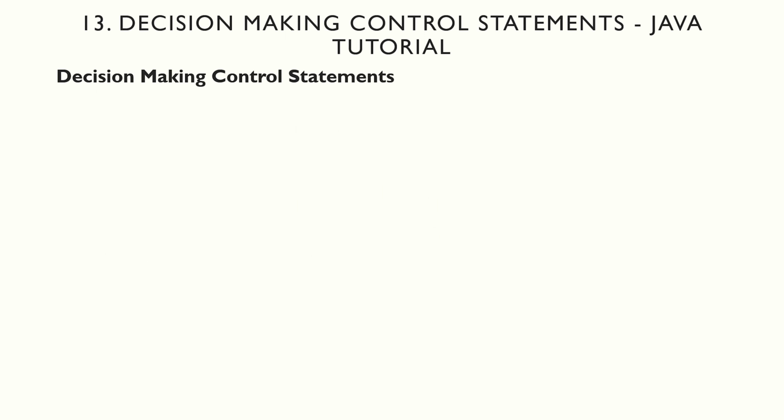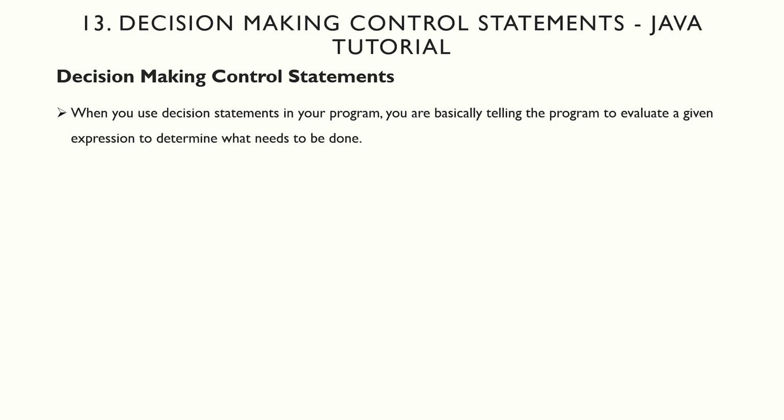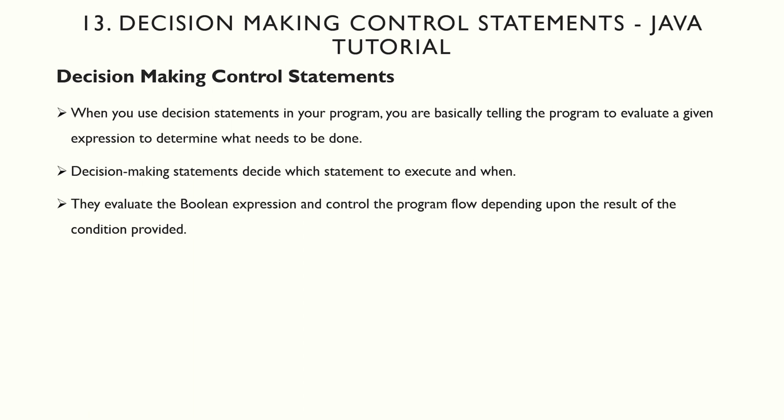Decision making control statements. In programming, we face situations where we want a certain block of code to be executed when some condition is fulfilled. When you use decision statements in your program, you are basically telling the program to evaluate a given expression to determine what needs to be done. Decision making statements decide which statement executes and when. They evaluate the Boolean expression and control the program flow depending upon the result of the condition provided. There are two types of decision making statements in Java: the if statement and the switch statement.